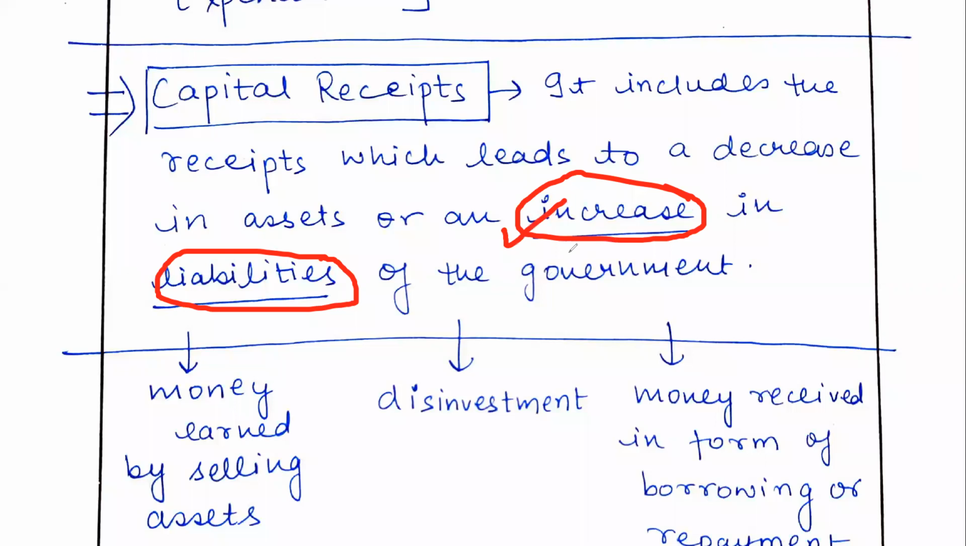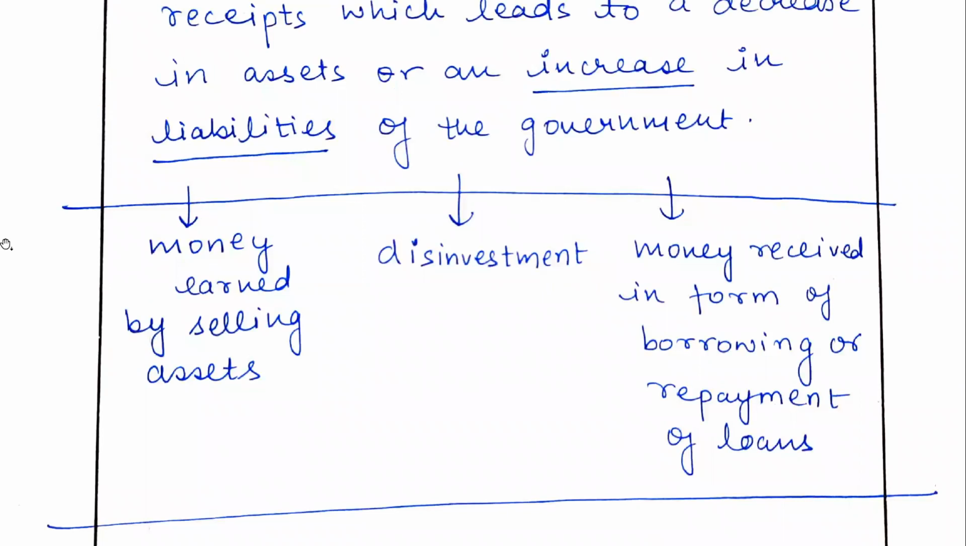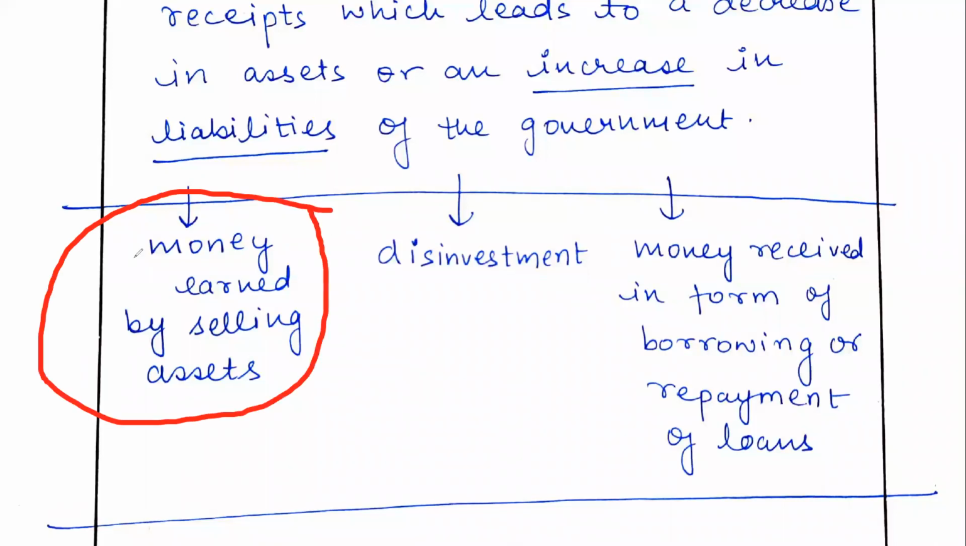Increase in liabilities and a decrease in assets, that is your capital receipts. Okay. अब इसमें देख लेते, what are the examples of capital receipts? Money earned by selling assets. Okay, money earned by selling assets. So you might get confused, यार money तो earn कर रहे हैं हम, but ये second part आप देखो, selling assets. You are selling something.